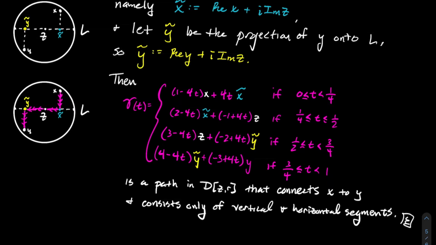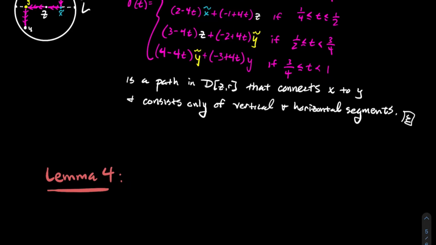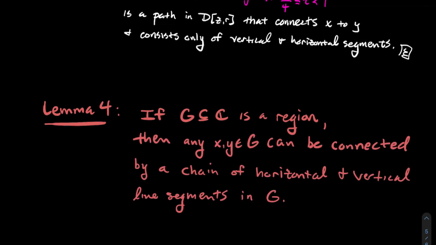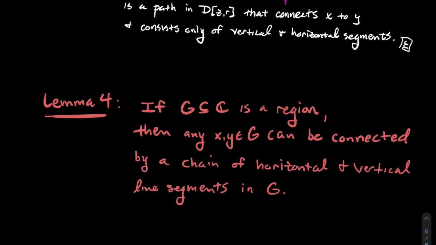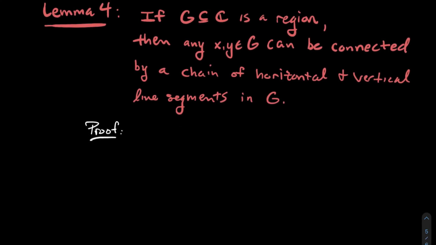All right, so we're flying through these lemmas. Lemma 4: if G is a region in the complex plane, then any X and Y can be connected by a chain of horizontal and vertical line segments in G. This is pretty similar to Lemma 3. I'm saying life is good inside of an open disk, you could do that, and you could do the same thing inside of any region. What we're really going to do is use Lemma 3 in order to prove this one. We're just generalizing Lemma 3 a little bit to any open connected set.